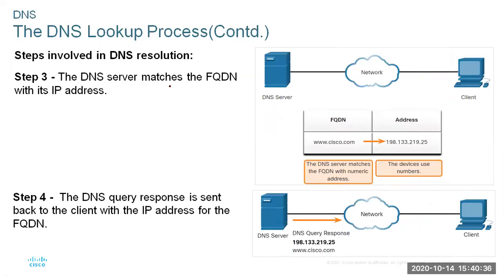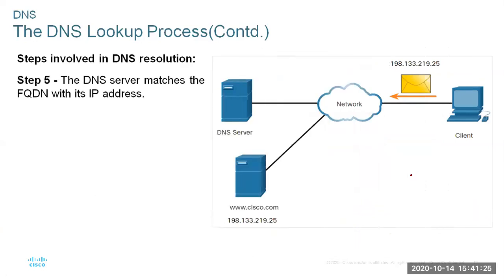Then step 3, the DNS server will match the fully qualified domain name with its IP. For instance, here, cisco.com is the domain name, and the address is 198.133.219.85. Then the DNS server matches the domain address. Step 4 says the DNS query response is sent back to the client with the IP address of the fully qualified domain name. So once it says, okay, I typed cisco.com and I got this, it is sent back to the client, because that is the response to the query that the client has made.